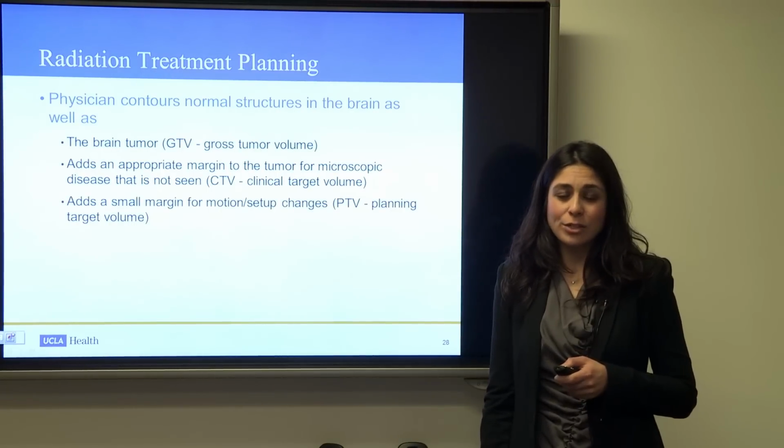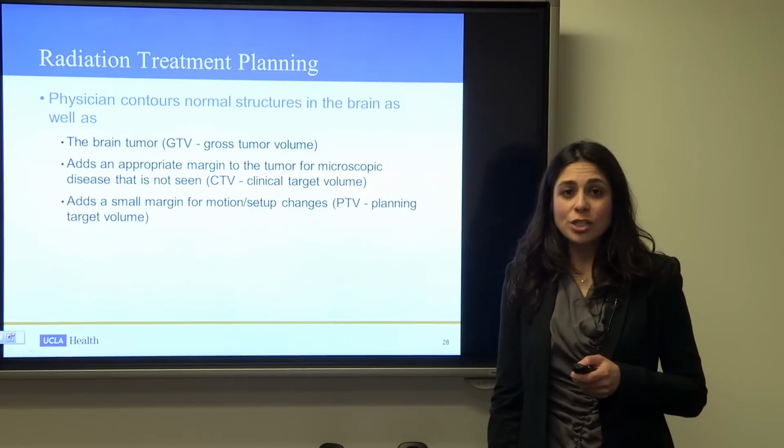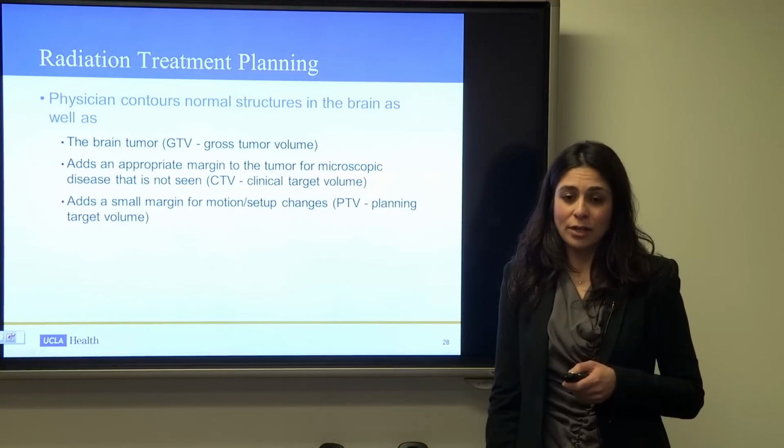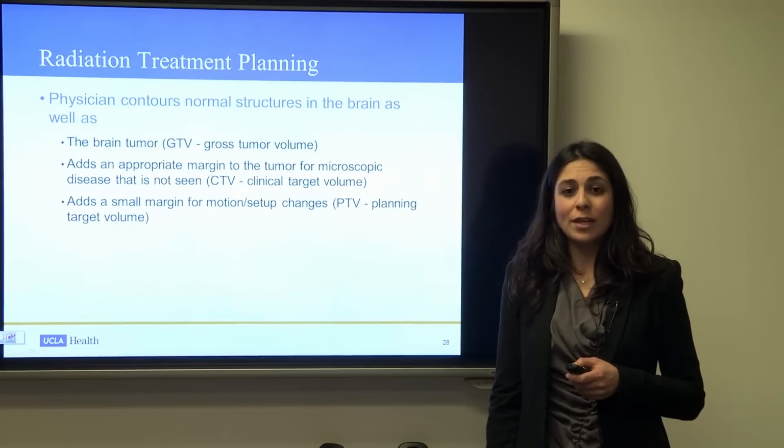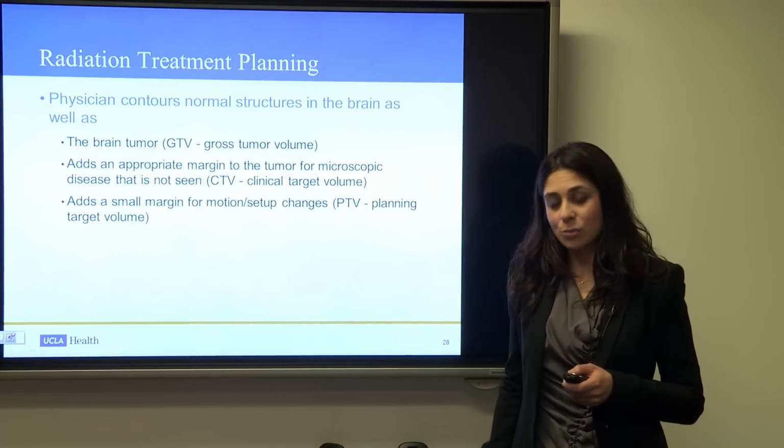Then you also add a very small margin, a couple of millimeters, just for possible motion or setup changes. And that's the PTV, or planning target volume. And you do that even though you have that face mask. You want to be sure you're within a millimeter or two accuracy, and so that's what this helps.